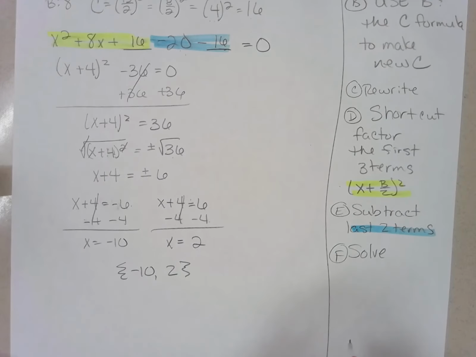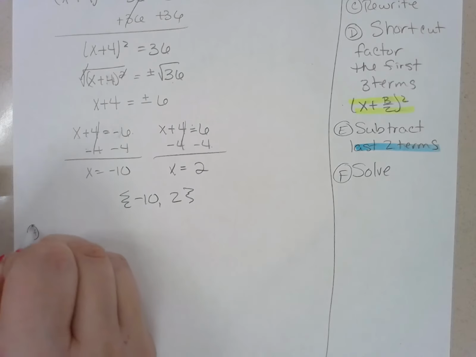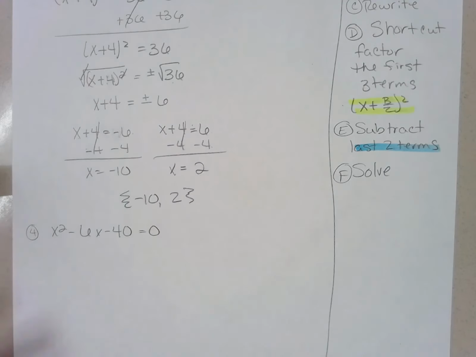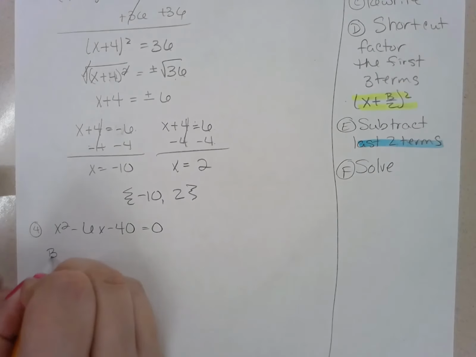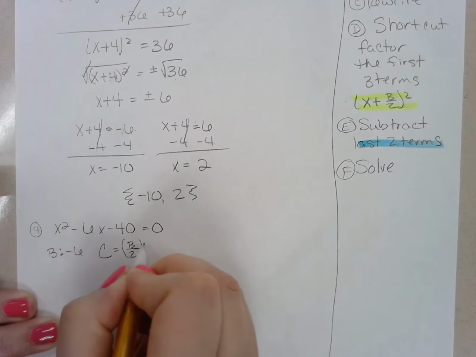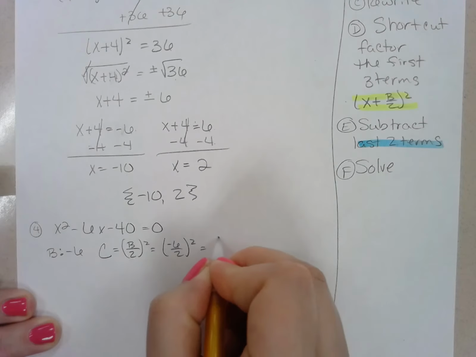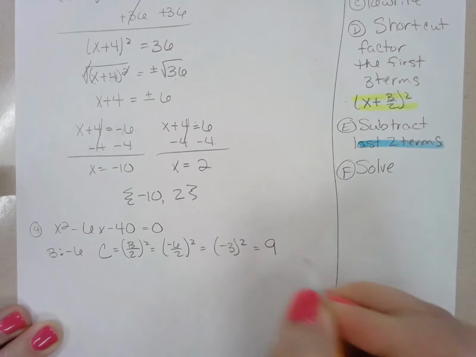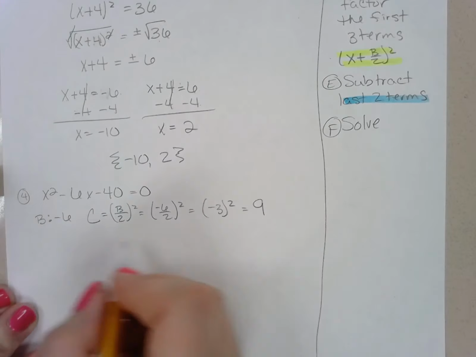So let's do a couple more problems like this just to get a little more comfortable with it and to follow our steps. So x squared minus 6x minus 40 equals 0. We make sure it equals 0. We're good there. We want to identify our b, which is -6, and use our new c formula to make that new c. So we say -6 divided by 2, squared, so that becomes -3 squared, and -3 squared is +9. Remember, use those parentheses, or you're going to end up with a sign error.